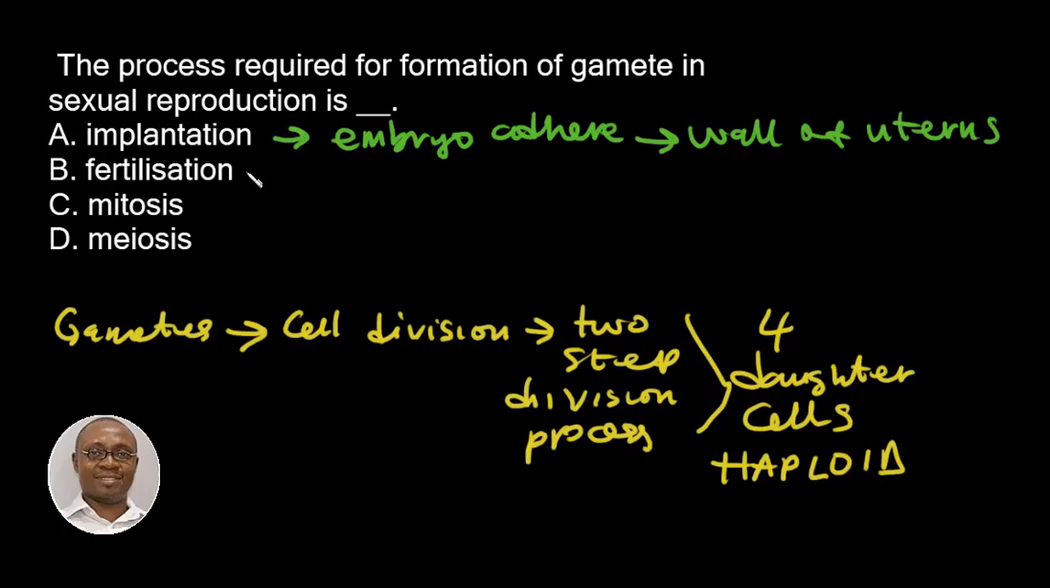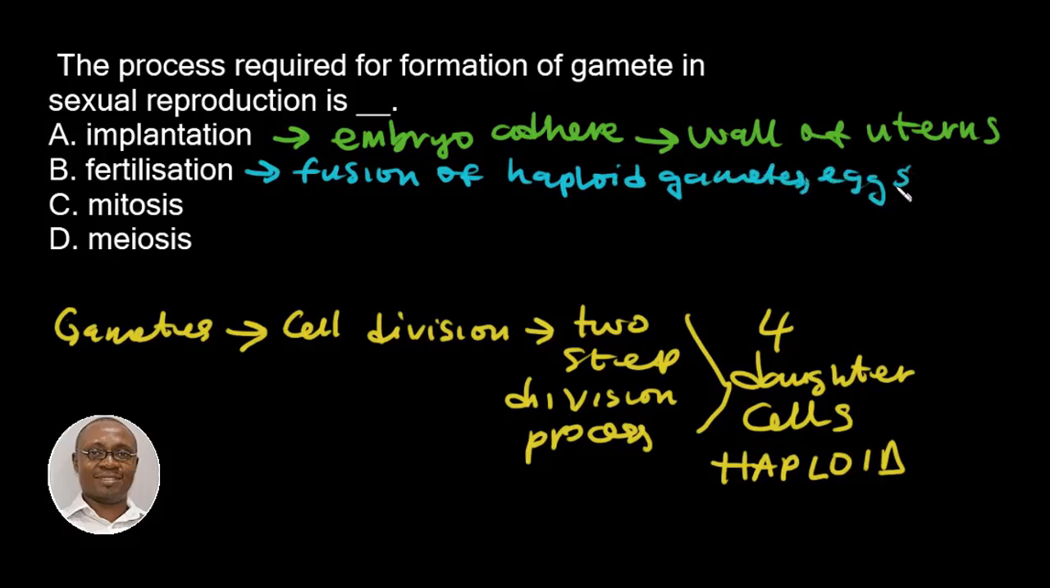Option B, fertilization. Fertilization is the fusion of haploid gametes, egg and sperm, to form the diploid zygote.